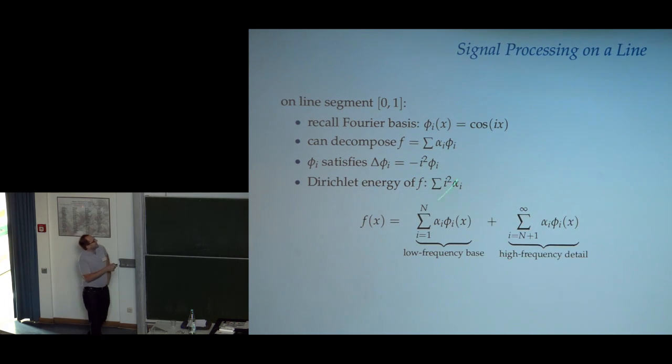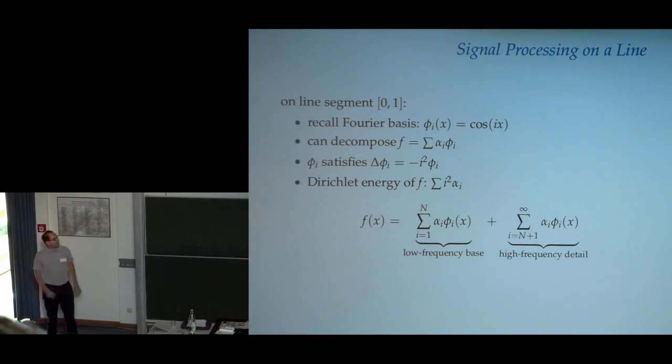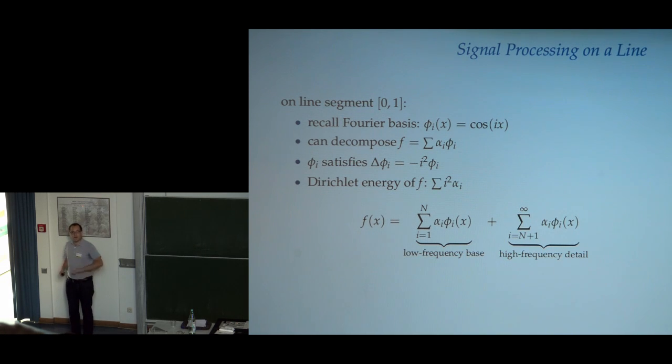So what is this saying? This is saying that if I know the expansion of my function in this basis, the terms of this basis that have small i, those correspond to low frequency parts of my function. Those correspond to parts of my function that have small Dirichlet energy. Those are the smooth parts of my function. And if I look at the parts of this expansion that have high i, those correspond to the high frequency detail of my function.